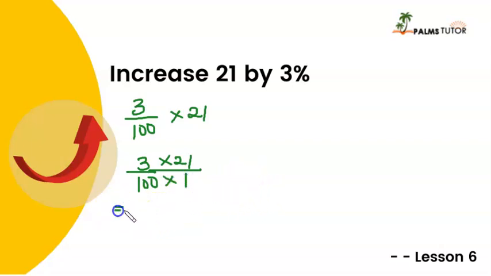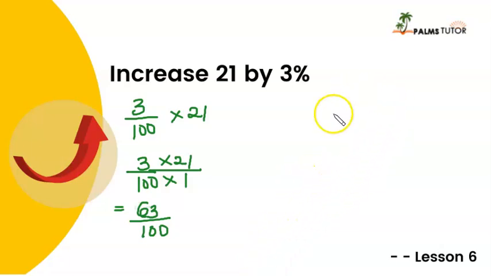21 times 3 is 63. So we have 63 over 100. They are not simplifiable, so we have it that way. So we have 63 over 100. This is the value of 3% of 21, and that's what we are increasing 21 with.